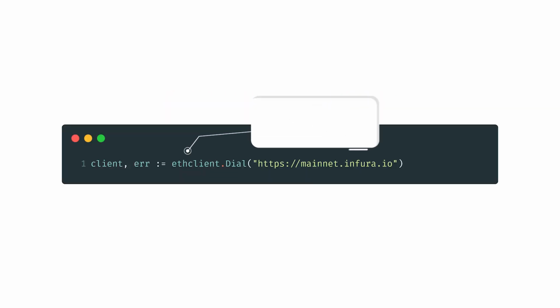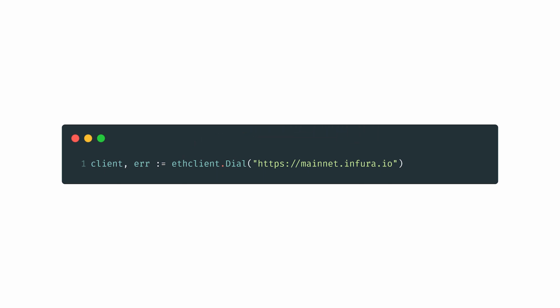Setting up a client is a fundamental step required for any app interacting with the blockchain. Go is no different. For Go, we need to import the ethclient from the go-ethereum package and use the Dial method. The Dial method accepts a variety of provider URLs. For example, you can connect for free to nodes provided by Infura.io.